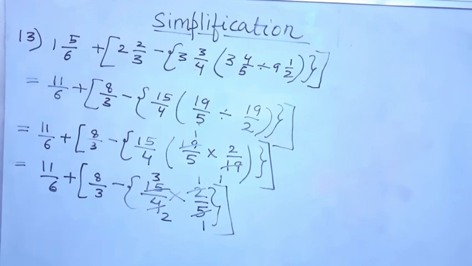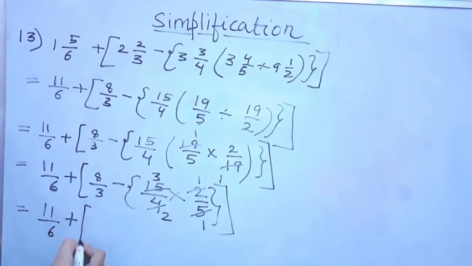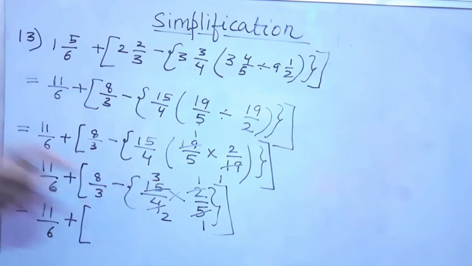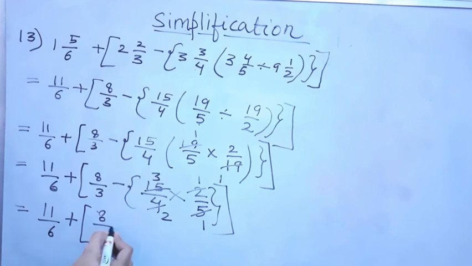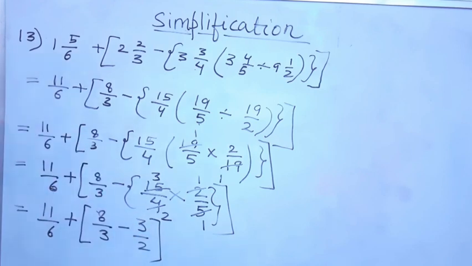Okay. And in which bracket will it be remaining? You can comment down your answers in the comment section. In which bracket will 3 upon 2 be remaining? It will be remaining in the big bracket along with 8 upon 3 because we have removed the curly brackets. Now which bracket do we have to solve? We have to solve the big bracket, that is 8 upon 3 minus 3 upon 2.